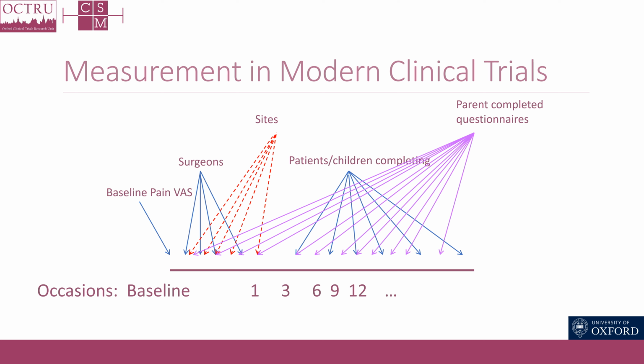Imagine we're interested in the pain experienced by patients undergoing a certain type of surgery. Patients are followed up over time with interventions delivered at various hospitals or sites by different groups of healthcare professionals. For example, in surgical interventions, different surgeons may be involved. Additionally, participants can be assessed using various methods, collecting patient-reported outcomes from multiple sources. For example, in pediatric trials, patient-reported outcomes might be gathered from both the child and their parents.